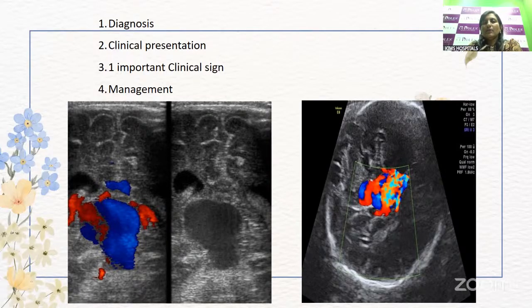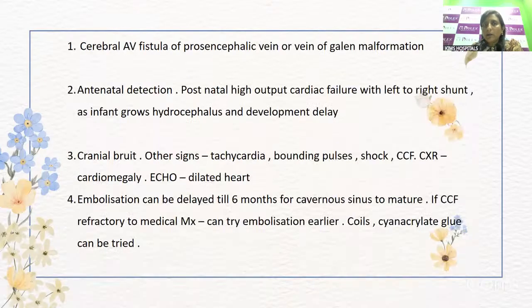Management: if the high output cardiac failure is under control with medical management, we can wait for embolization till at least 6 months for the cavernous sinus to mature. But in case it is not able to be controlled with medical management, in such cases we can try embolization a little earlier with coils or cyanoacrylate.